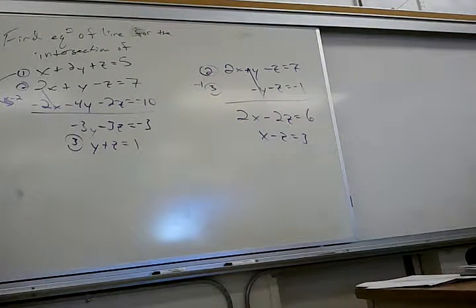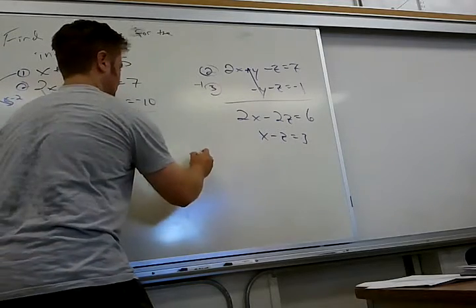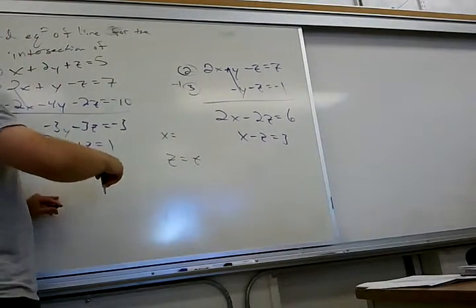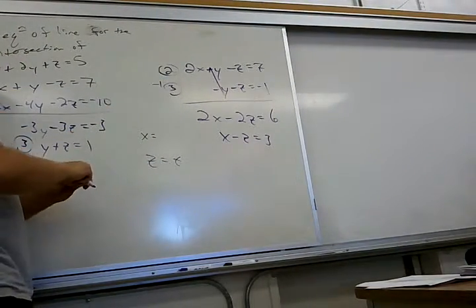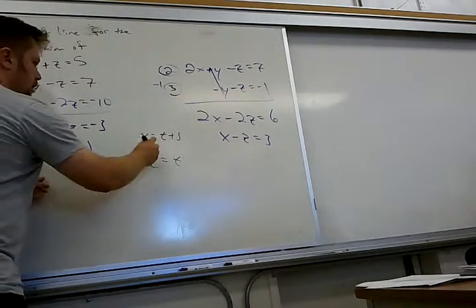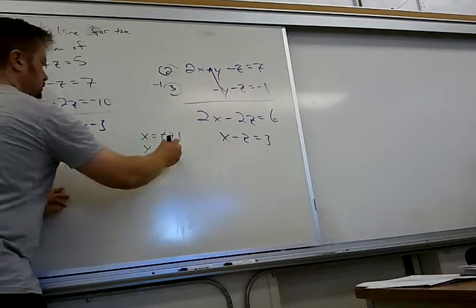Where are we at? That's okay. So which variable could I call t because the other two variables depend on it? Z, right? So if I call z t, what's x then? Just replace z with t and you get t plus 3. And what's y? 1 minus t. All right, sweet.